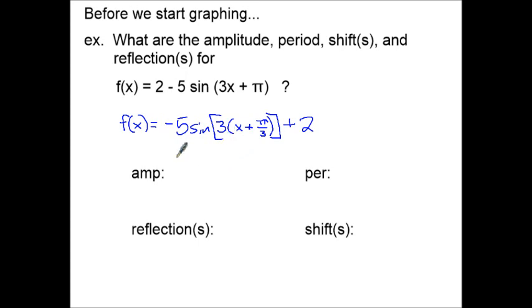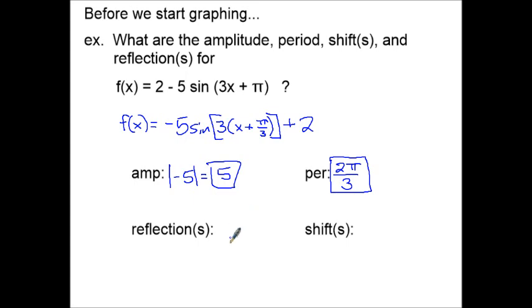Okay, so now the amplitude of this guy, remember, is the absolute value of A. So the absolute value of negative 5 is of course positive 5. Our period is always 2 pi over whatever our b value is. In this case, our b value is right here, so it's the 3. And that one doesn't reduce or anything, so I'll leave it alone. Sometimes depending on the number, of course, you might be able to reduce or change that around in some way.